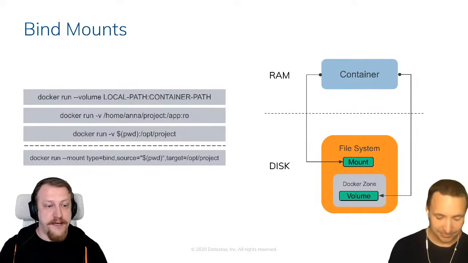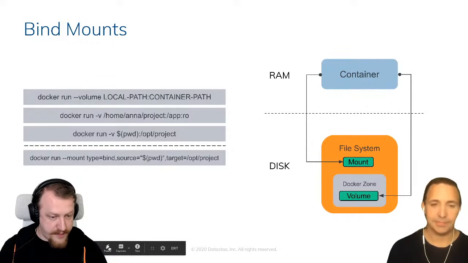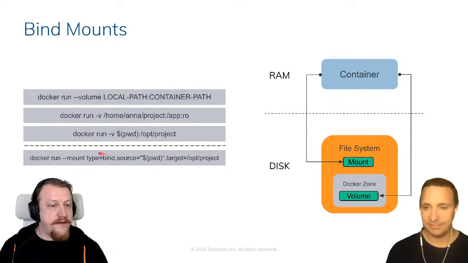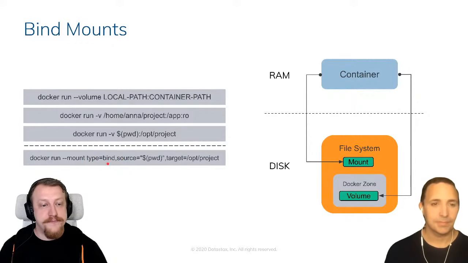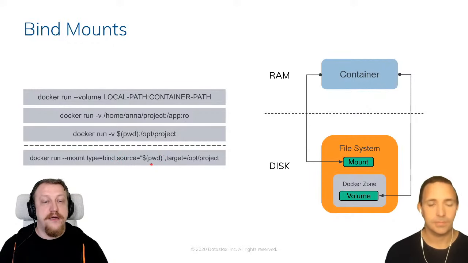from the very beginning. And when you have to specify, I have my pointer. First, you have to specify type, and type will be bind. Then you have to specify source, and source will be the local folder.